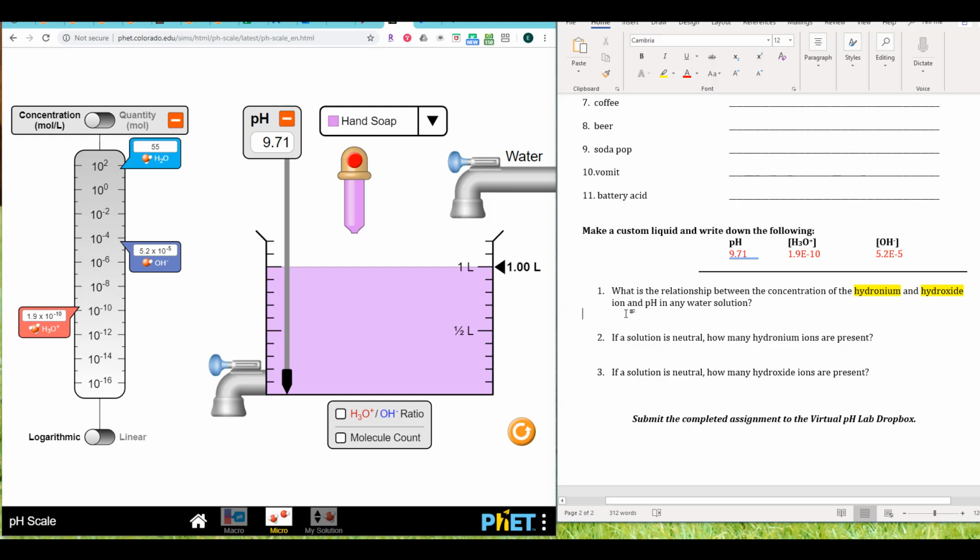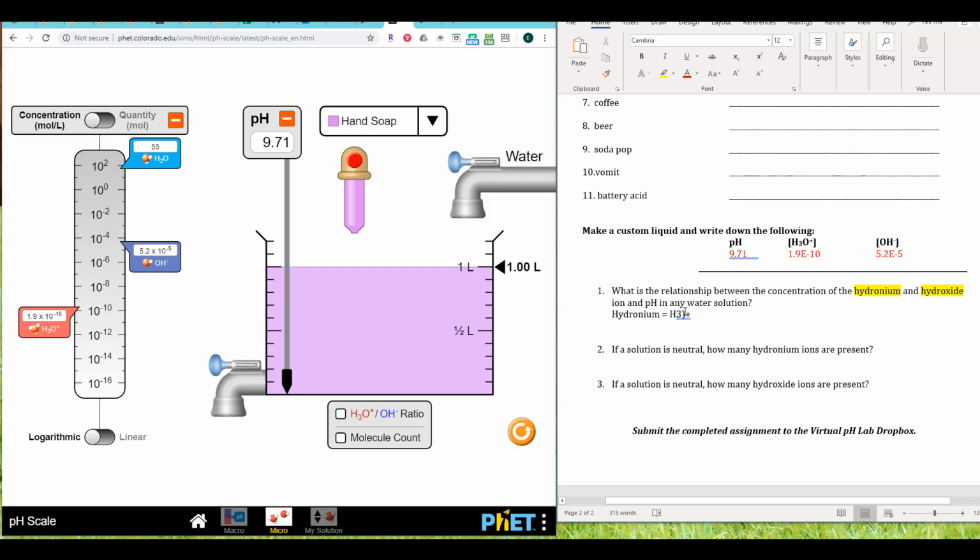Just so you guys know, I'm going to write this here. Hydronium is H3O plus, and look, this isn't an O, and hydroxide is OH minus. Just so you guys know those terms, because it's probably in the content, but just so you know. And I'm going to highlight that so you know that that's there.